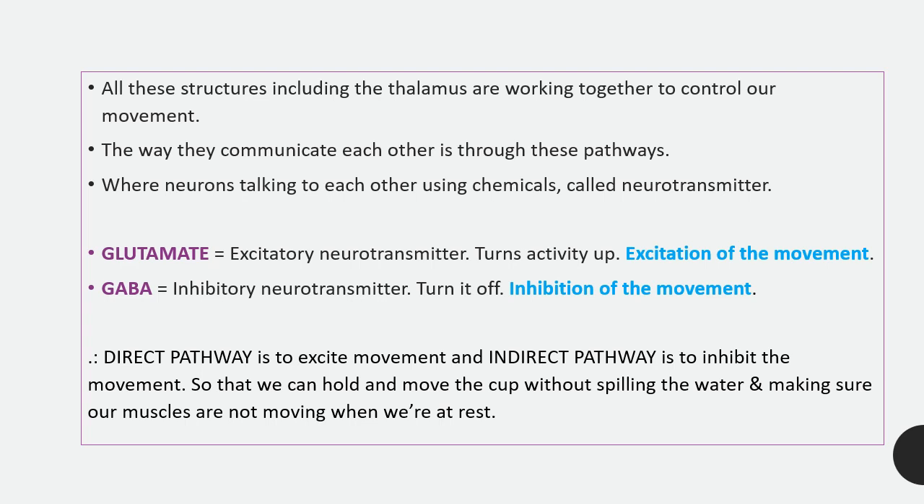The way they communicate with each other is through these pathways, where neurons talk to each other using chemicals called neurotransmitters. Glutamate is an excitatory neurotransmitter, turns activity up, excitation of the movement. GABA is an inhibitory neurotransmitter, turns it off, inhibition of the movement. The direct pathway is to excite movement and the indirect pathway is to inhibit the movement, so that we can hold and move the cup without spilling the water, and making sure our muscles are not moving when we're at rest.